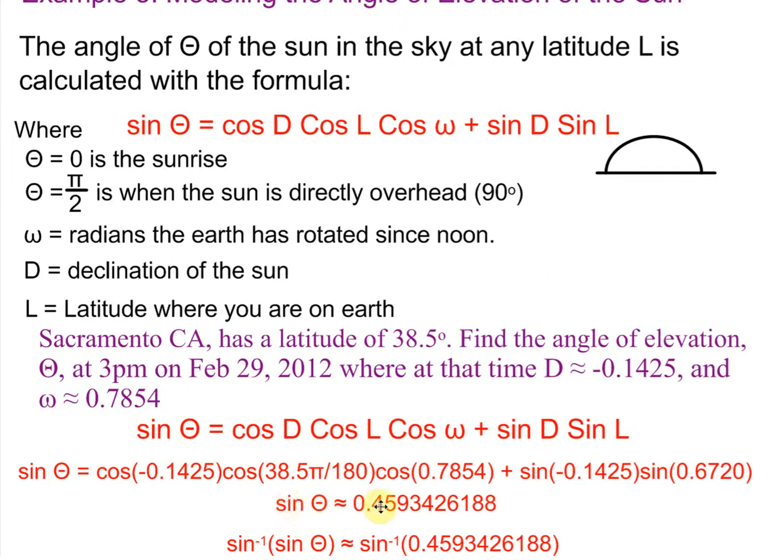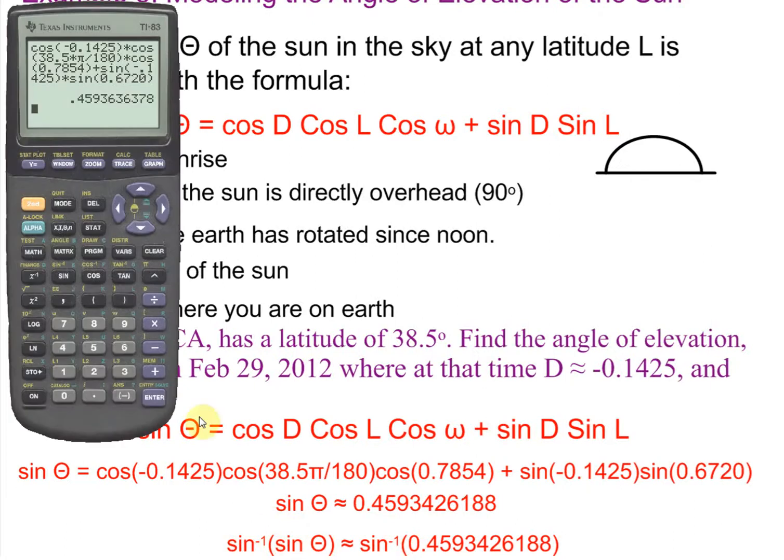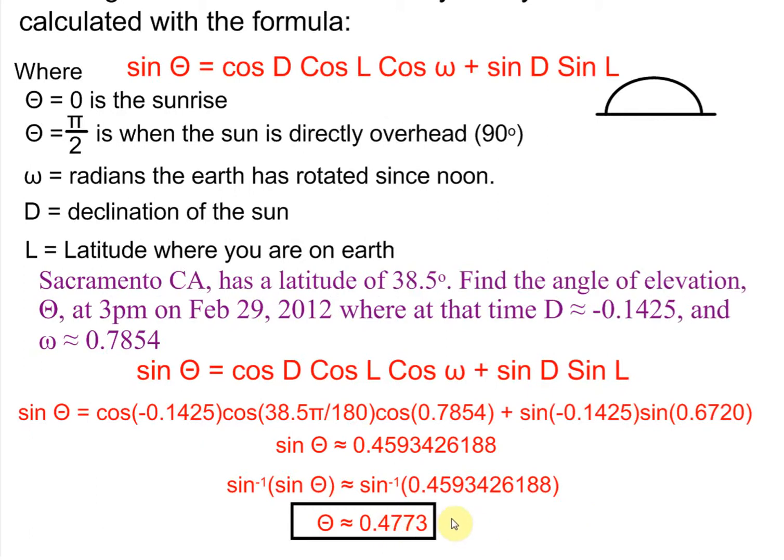We know what the sine of the angle is. We just don't know what the angle is. So we'll take the inverse sine of both. We'll do that in our calculators. We'll do the inverse sine of our previous answer, and we'll get that we have 47.772786. That is the number of radians that the Earth has rotated.